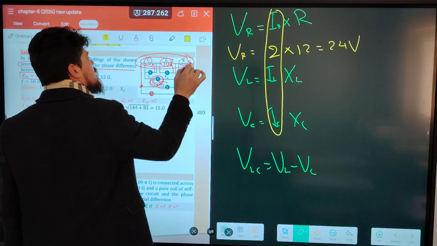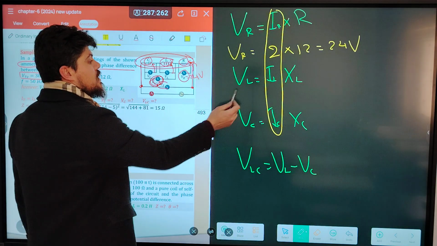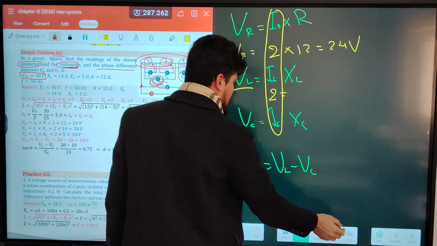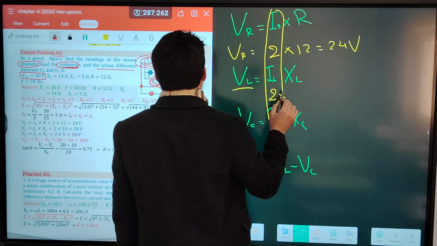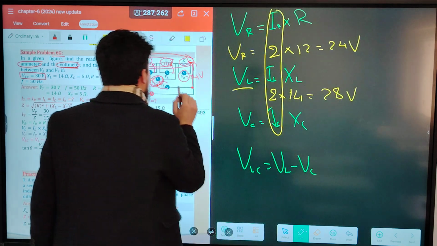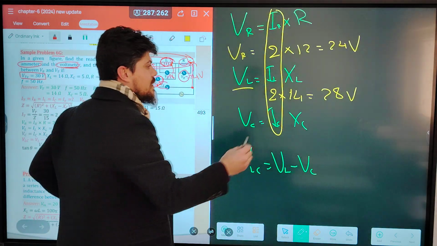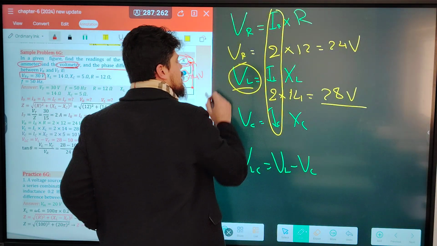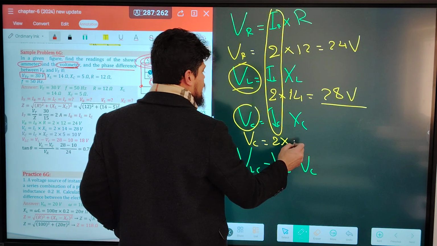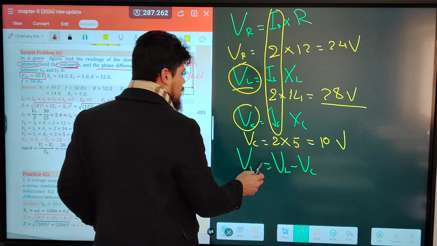What is this? This is potential difference across resistance. Potential difference across inductance. Current equal 2 times. Do we have XL? Yes. 14. 28 volt. What is this? 28 potential difference across inductance. What is this 28 volt? This is potential difference across inductance. Potential difference across capacitance. 2 times 5, 10 volt. This is VC. How about VLC?